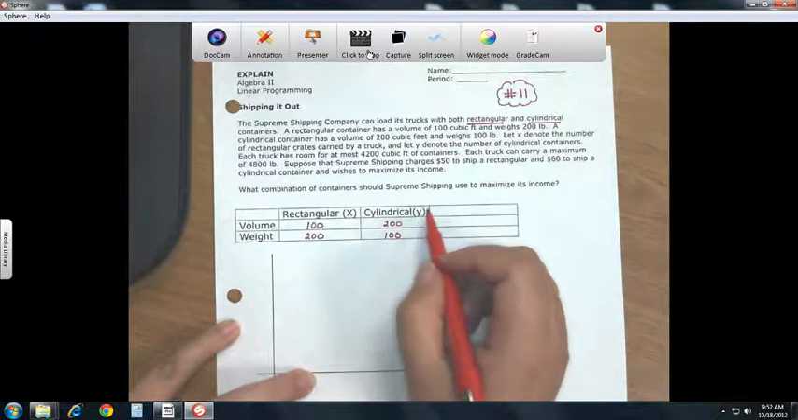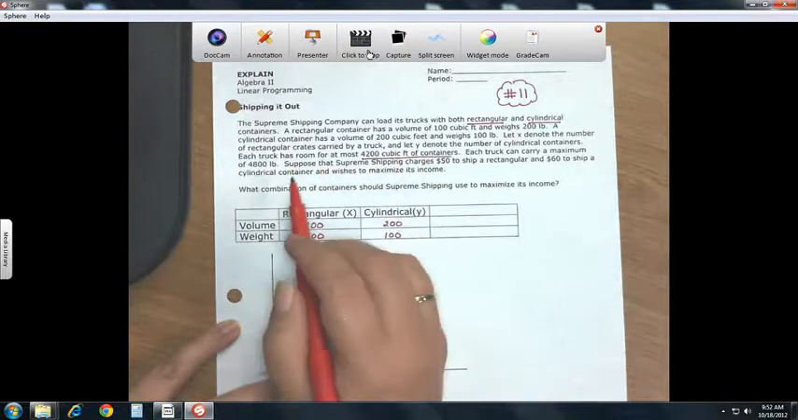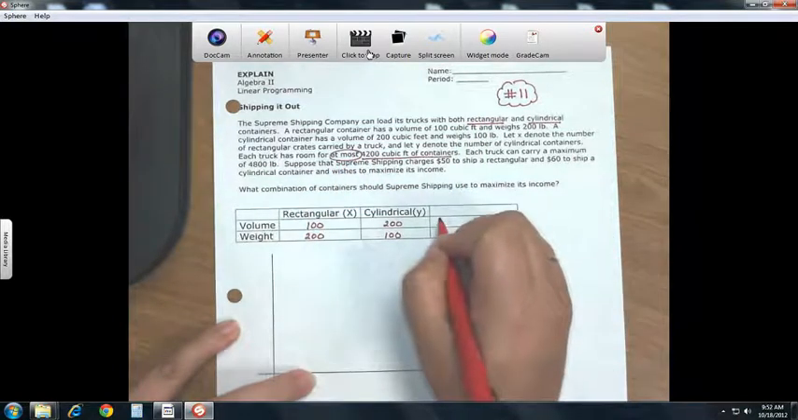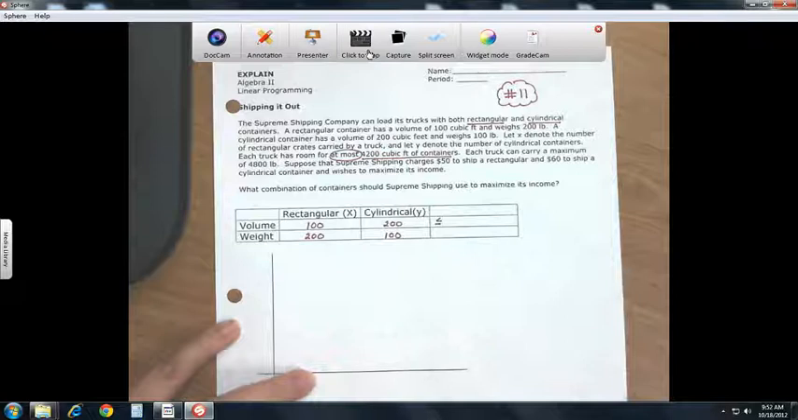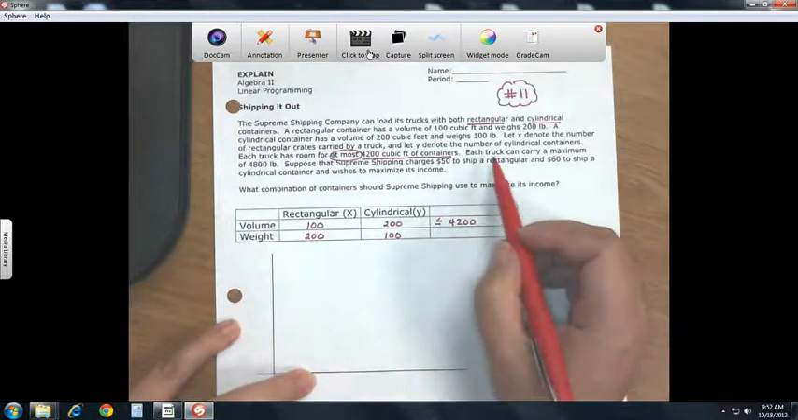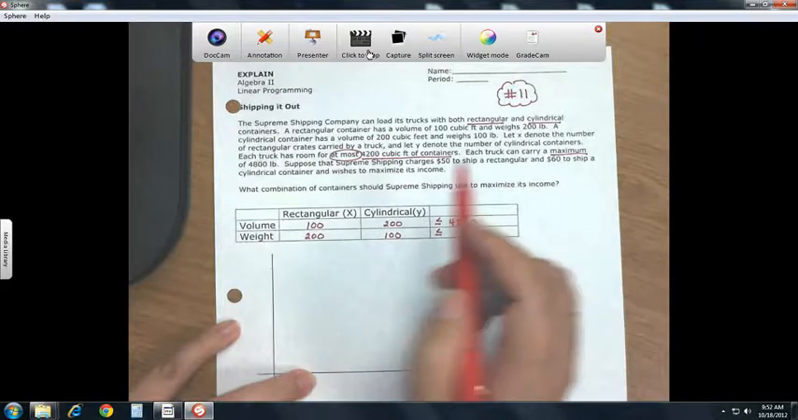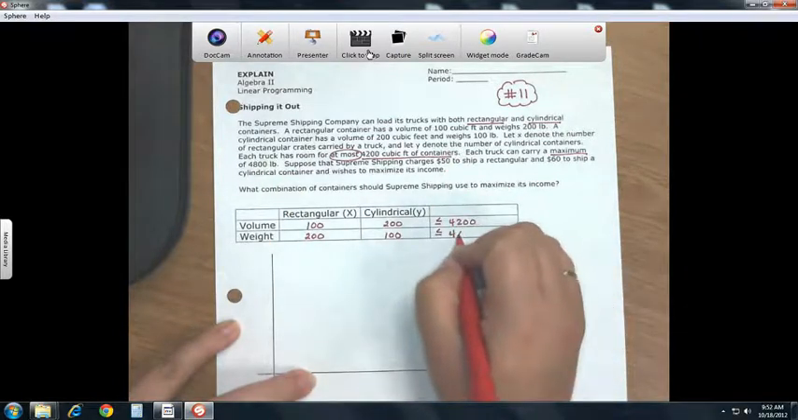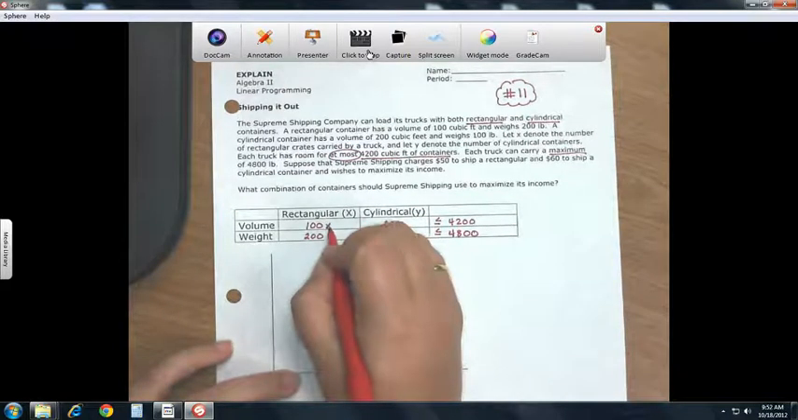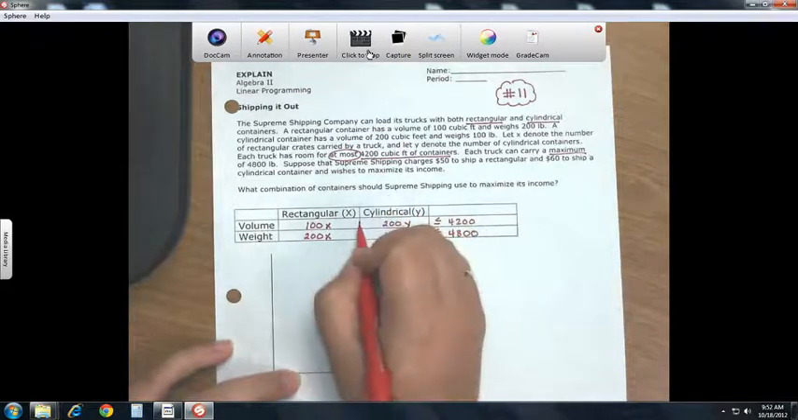Each truck has room for at most 4,200 cubic feet of containers. At most means we can't have any more than that, so it's less than or equal to 4,200 for volume. And each truck can carry a maximum, so that's less than or equal to, of 4,800 pounds. Okay, this is X, so I can put an X next to it, and this is Y. And we're going to add these together, and we have our equation.